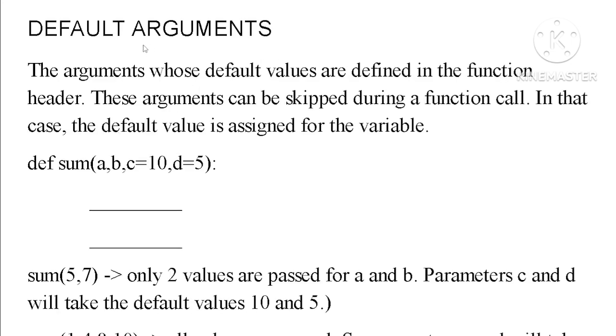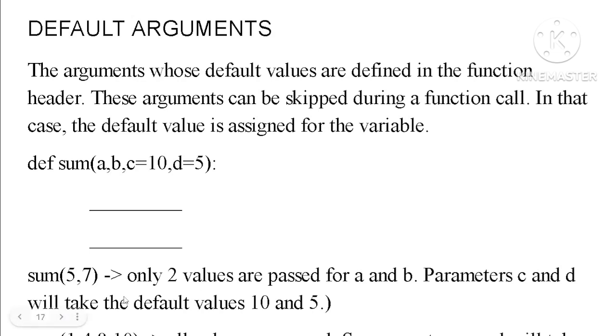The next kind of arguments which can be used in a function are called default arguments. What are default arguments? Say, for example, you write a particular program where the user is given an option where they can skip the C, D values. A, B values are compulsory, C, D are not compulsory. So if the user skips the C, D option, the default values 10, 5 are assigned. These arguments can be skipped during a function call. In that case, the default value is assigned for the variable.